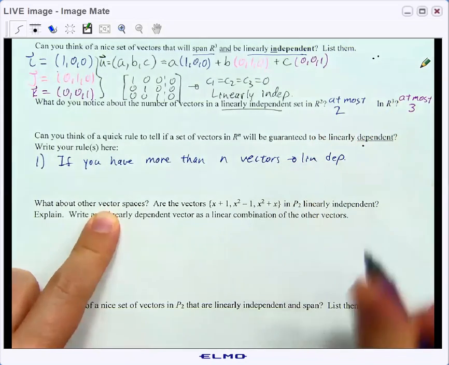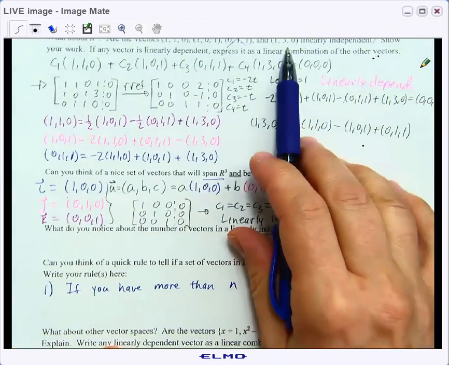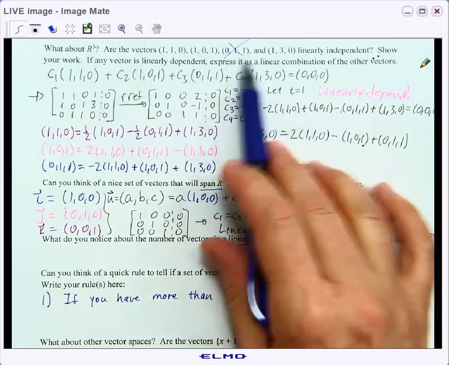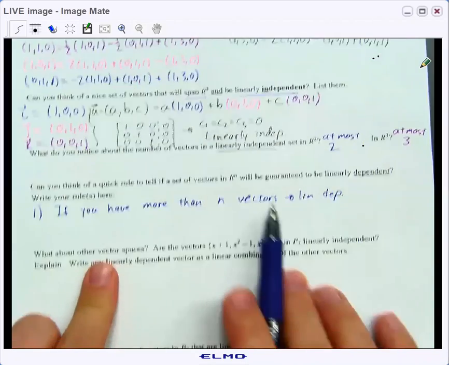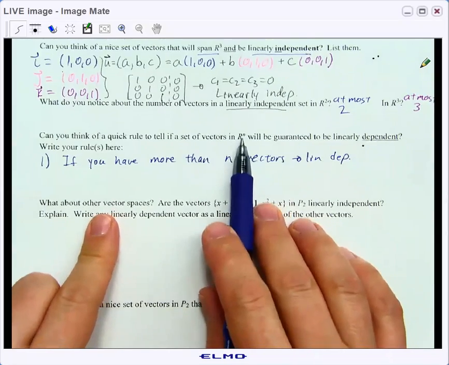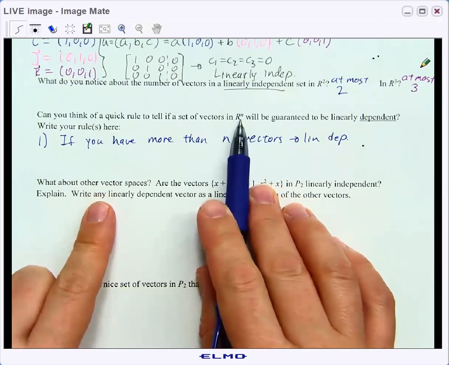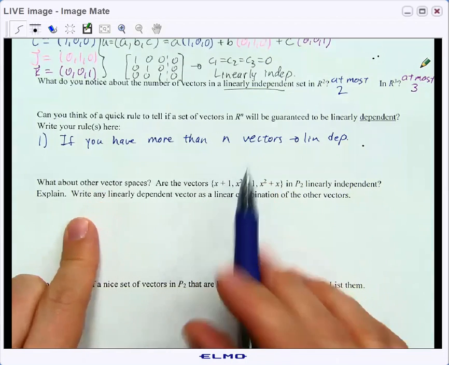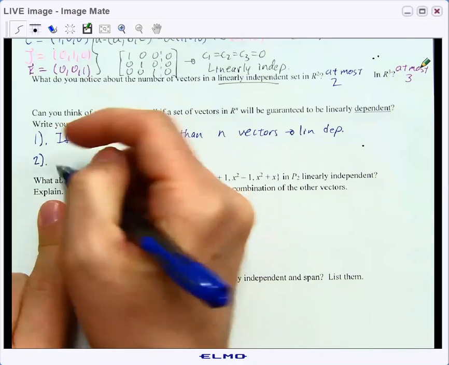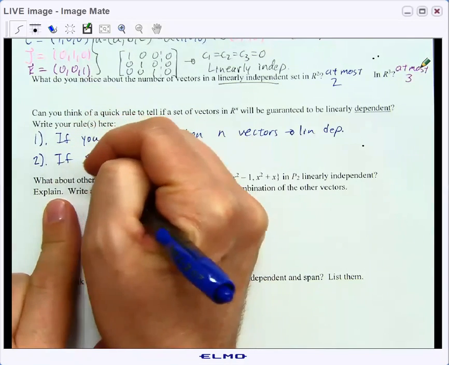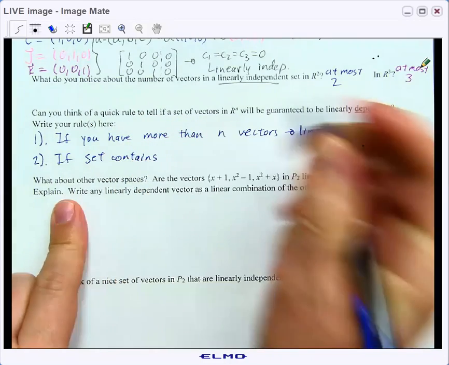So for example, when we did this guy up above and we had four vectors in three-dimensional space, R3, then they were linearly dependent. So if you have more vectors than the size of the space, and we'll have a lot more to say about it very soon, then it will be linearly dependent. There's another one that I hope you caught. If your set contains the zero vector, then it is automatically linearly dependent.